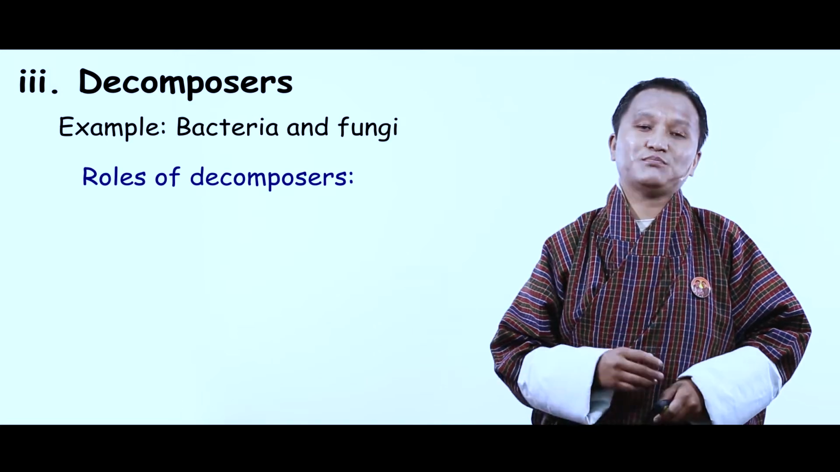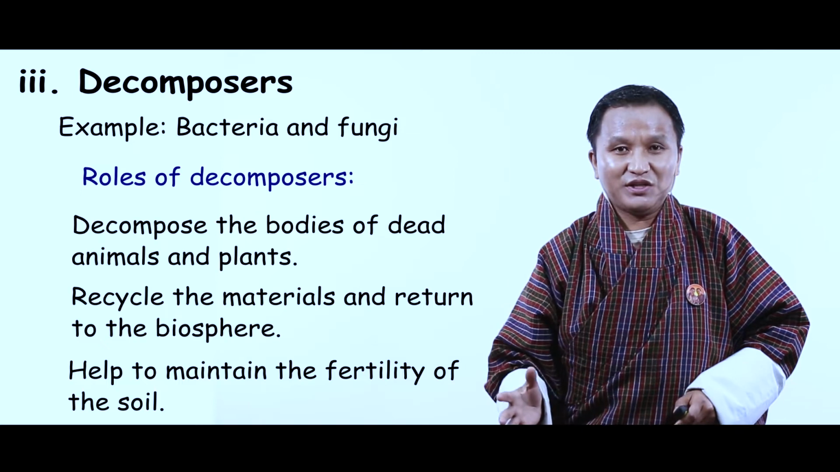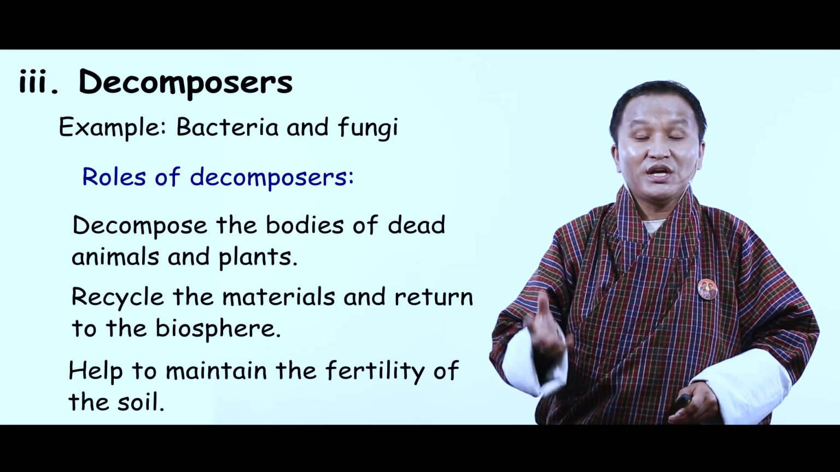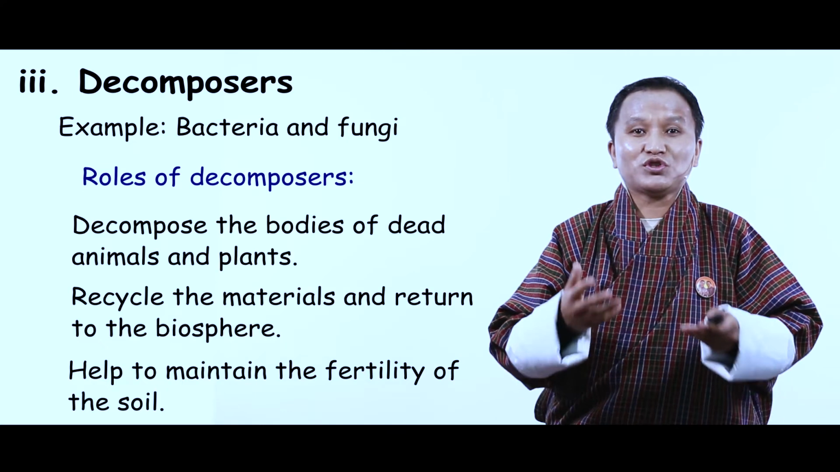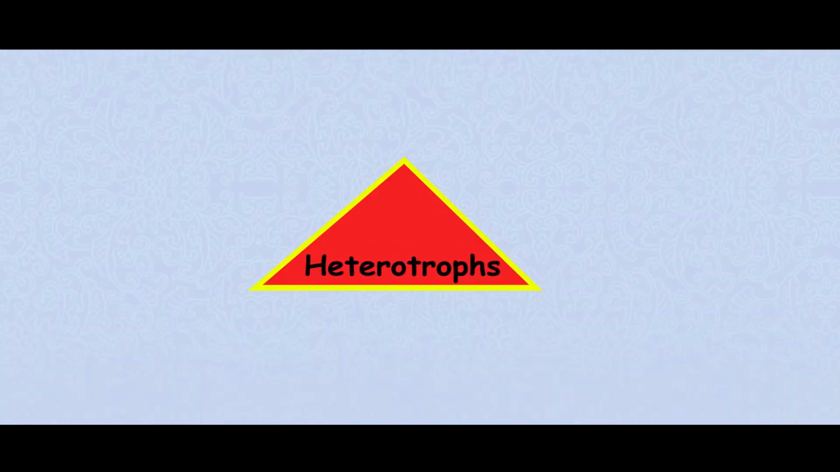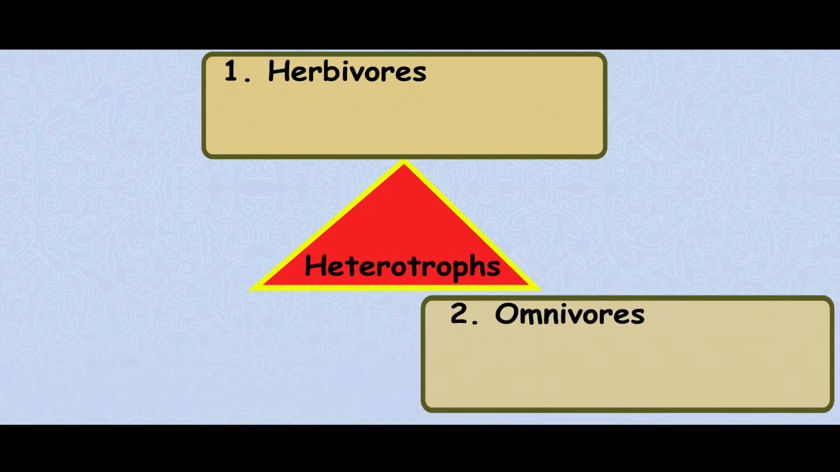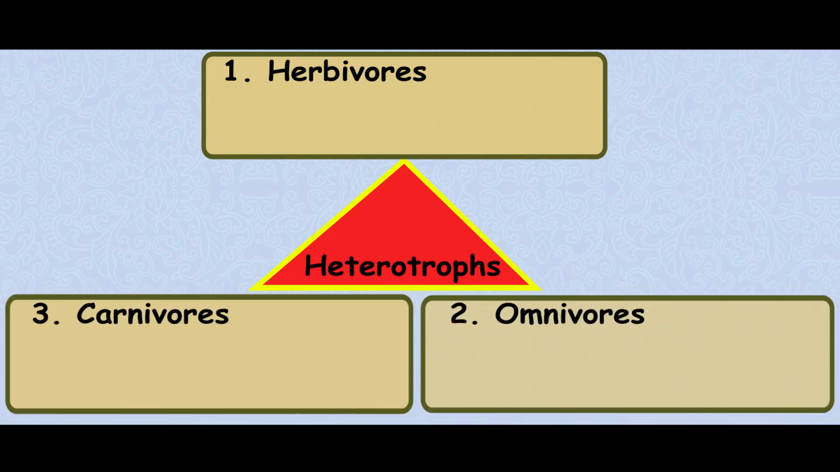How did it happen? Bacteria and fungi have the capability of breaking down the dead matter, the unwanted matter, into a form which can be reused by the plants. So now, let us look at the details of heterotrophs. Within the heterotrophs, based on the kind of feeding relationships the organisms share, the heterotrophs can be further categorized into 3 groups: 1 as herbivore, 2 as omnivore, and the third as carnivore.